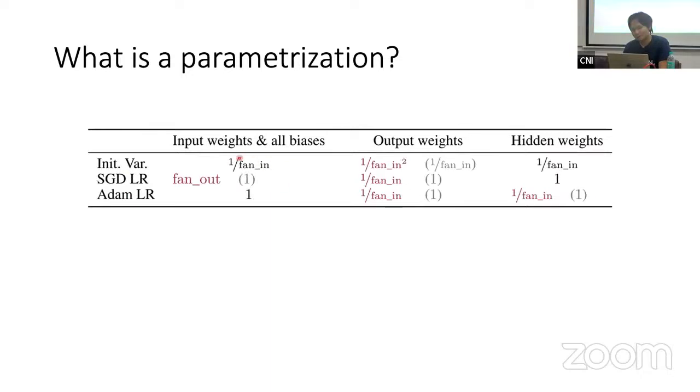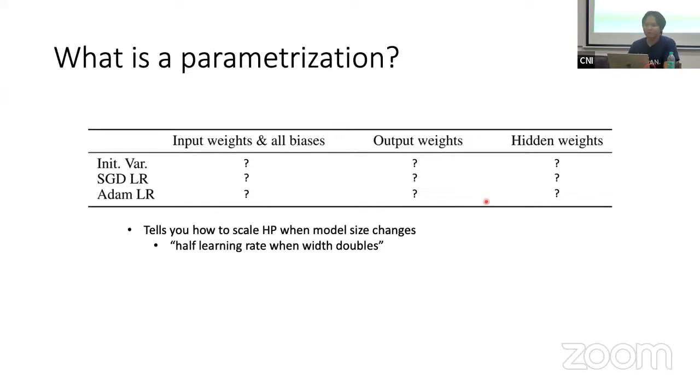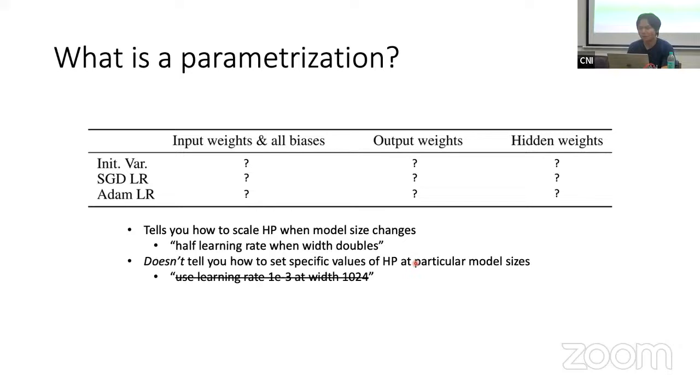So here I said 1 over fan-in, but this could be 1 over fan-in squared or fan-in square root. So any particular way of filling this table using, for example, powers of fan-in or fan-out is a parameterization. Such a way of filling the table is essentially a rule that tells you how to scale the hyperparameter changes. So you might say halve the learning rate when the width doubles, but it's not going to tell you how to set specific values on specific model sizes.